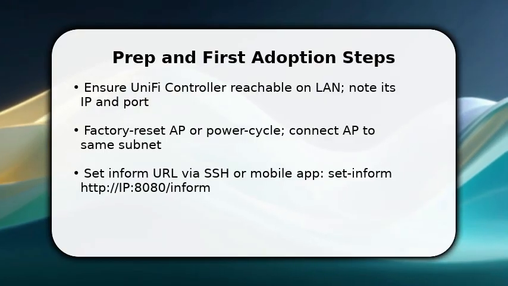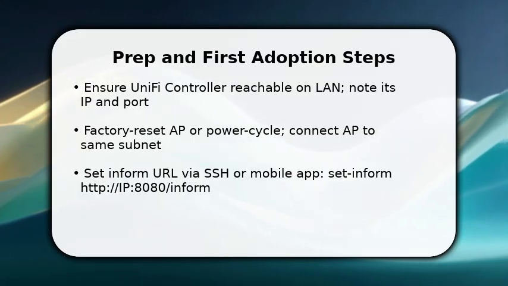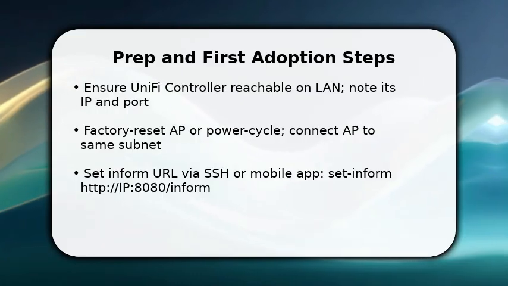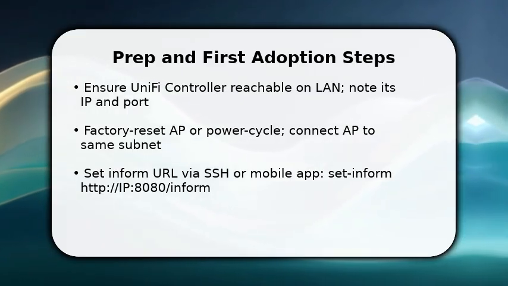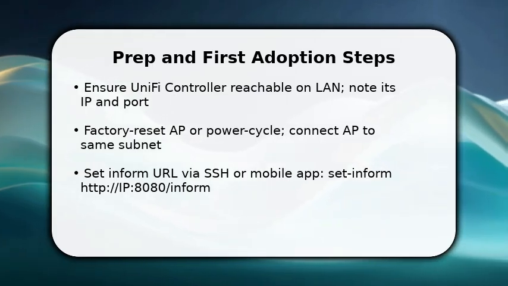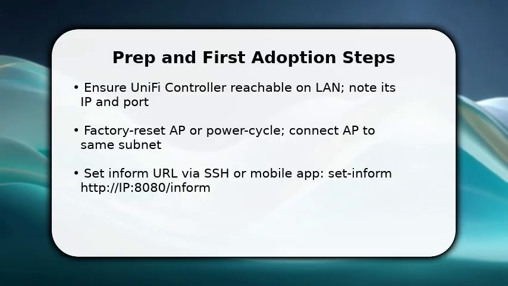You start by confirming the UniFi Controller is online and reachable from the AP's network. Get the controller IP and make sure the controller service is running. Once done, power the AP on and, if needed, factory reset it so it will search for adoption.